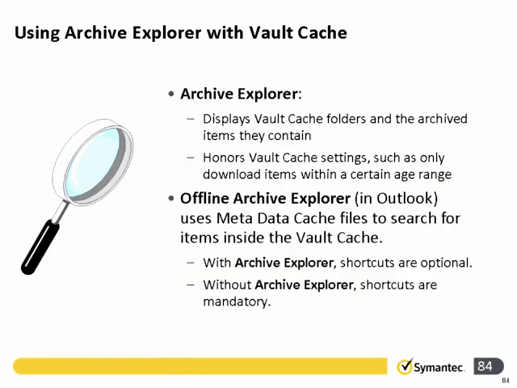One of the things that we did talk about as far as being able to access the items in our Vault Cache when we were disconnected was the Archive Explorer. We can use the Archive Explorer to display the Vault Cache folders and the archived items that they do contain. It will honor any setting that Vault Cache has been configured for, such as the date range. When we are disconnected, the Archive Explorer will use that metadata cache that's in the Vault Cache to actually display the information from the Vault Cache.